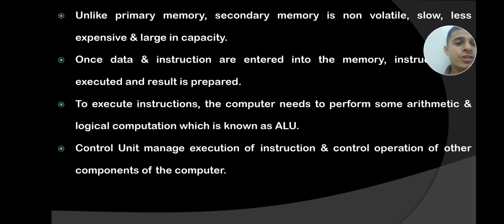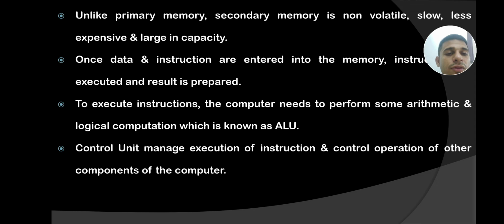The control unit manages execution of instructions and controls the operation of other components of a computer. Meaning when we provide input, our work is over, but to get the output we need the process, and that process will be controlled and managed by your control unit only. Whatever input we provide will be processed and controlled by your control unit, and based on that we will get the output.